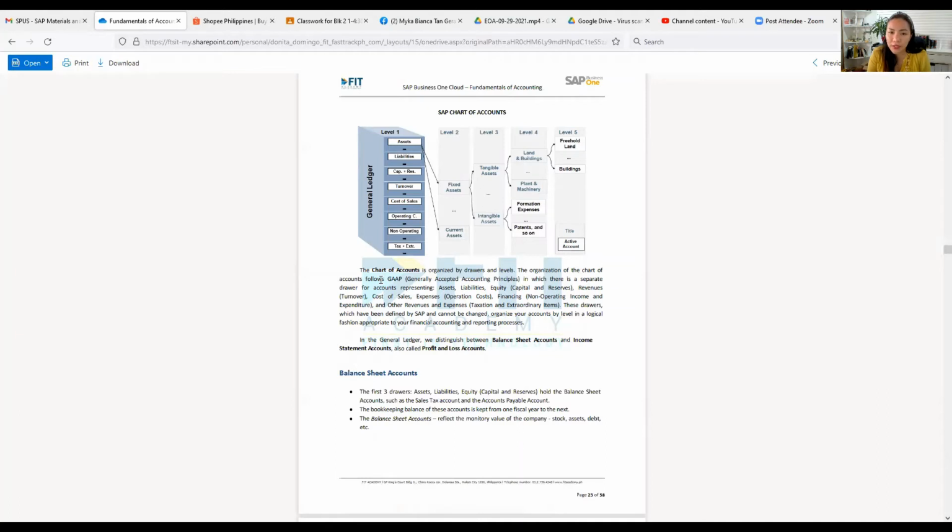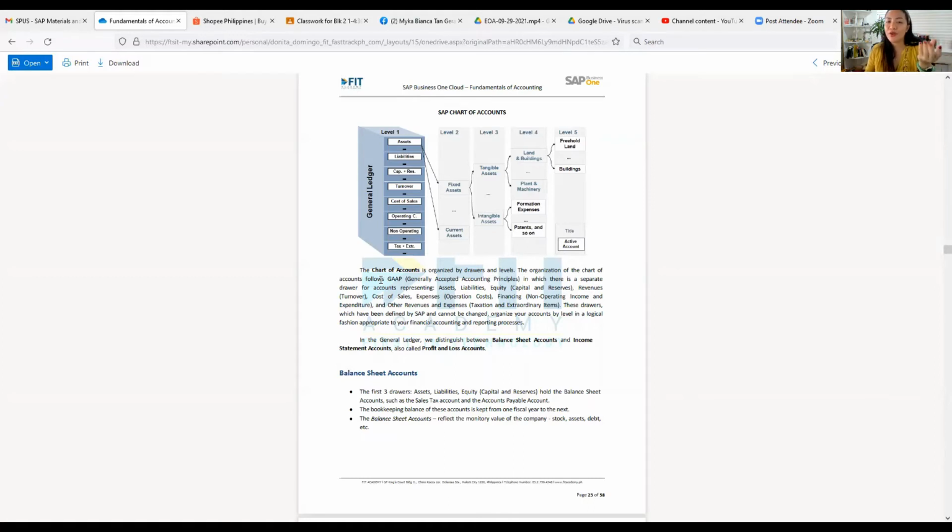The organization of the chart of accounts follows GAAP, generally accepted accounting principles, in which there is a separate drawer for accounts representing assets, liabilities, equity and reserves, revenues, turnover, cost of sales, expenses, operation cost, financing, non-operating income and expenditure, and other revenues and expenses, taxation, and extraordinary items. So these drawers, which have been defined by SAP and cannot be changed, organize your accounts by level in a logical fashion appropriate to your financial accounting and reporting processes.